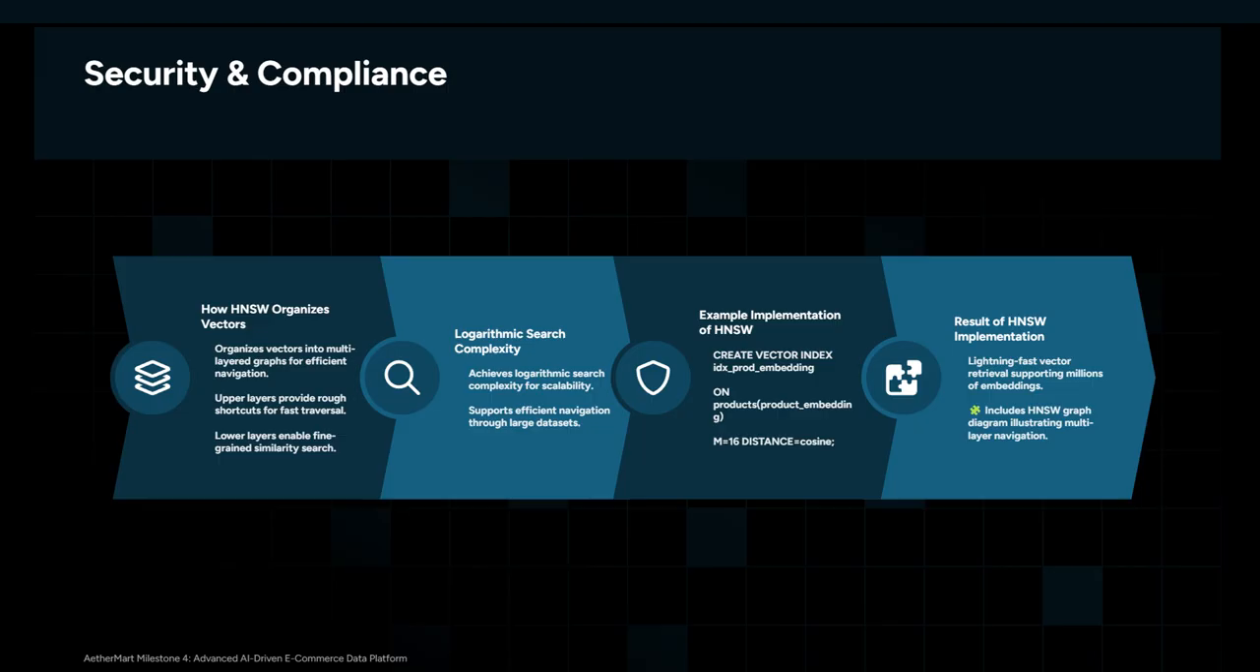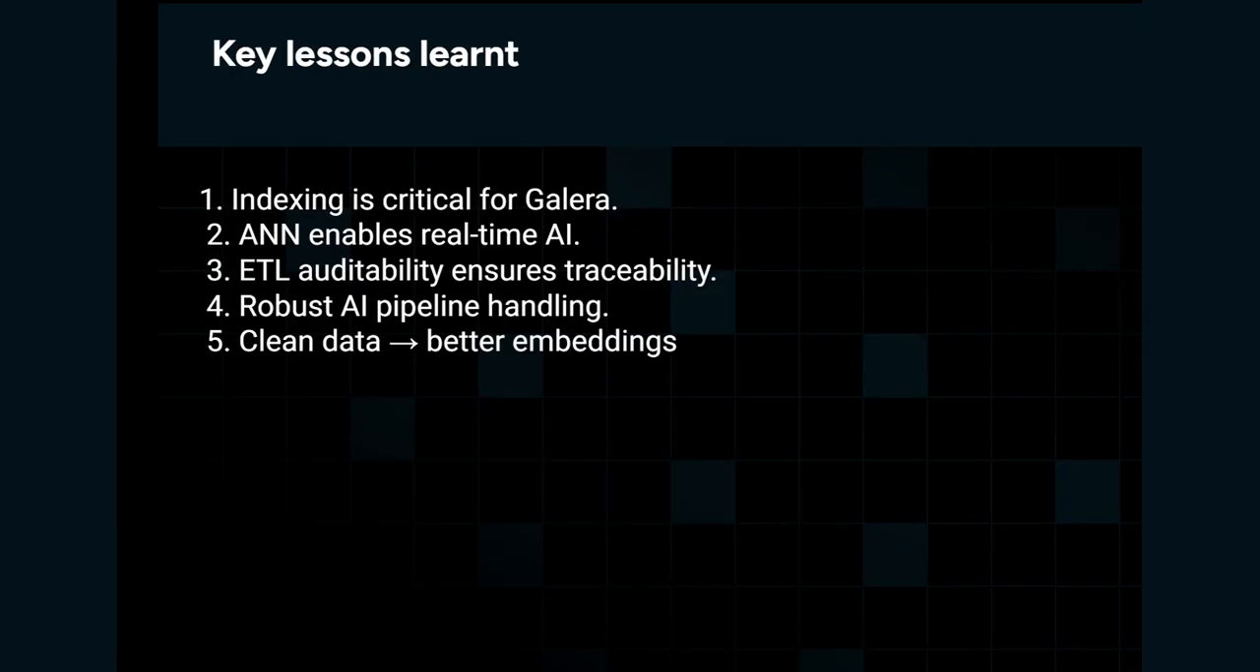So security and compliance: how HNSW organizes vectors into multi-layered graphs for efficient navigation. That's the part that I just told. Key lessons learned: indexing is critical for scale. ANN enables real-time AI. ETL auditability ensures traceability. Robust AI pipeline handling, which we just saw, and clean data means better embeddings.